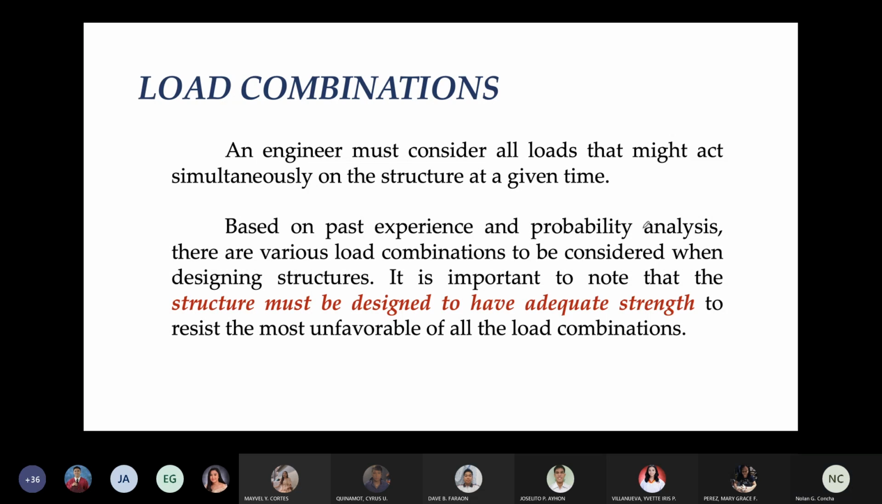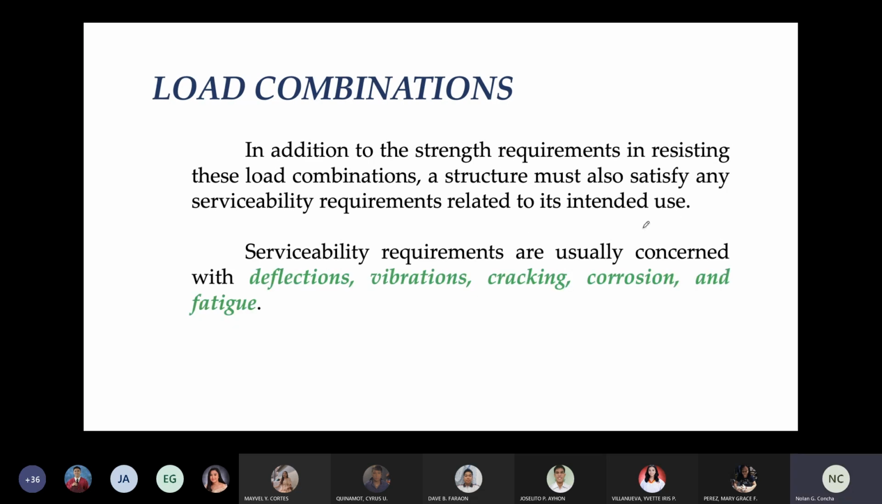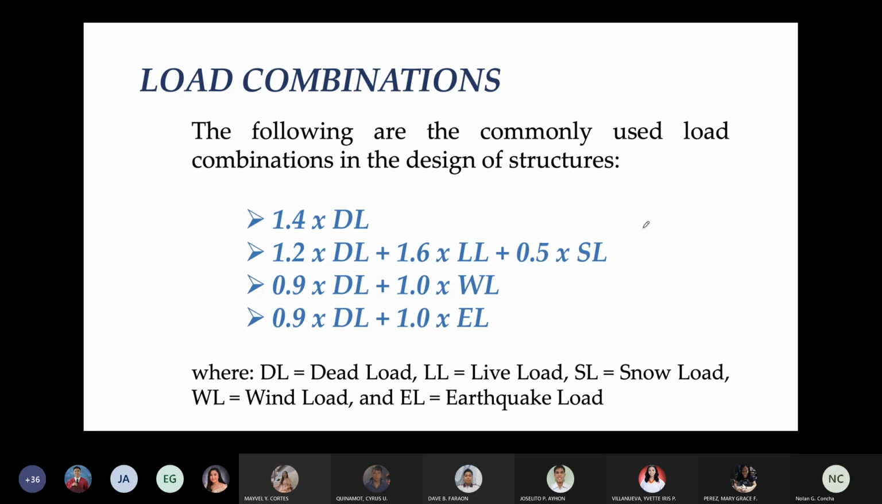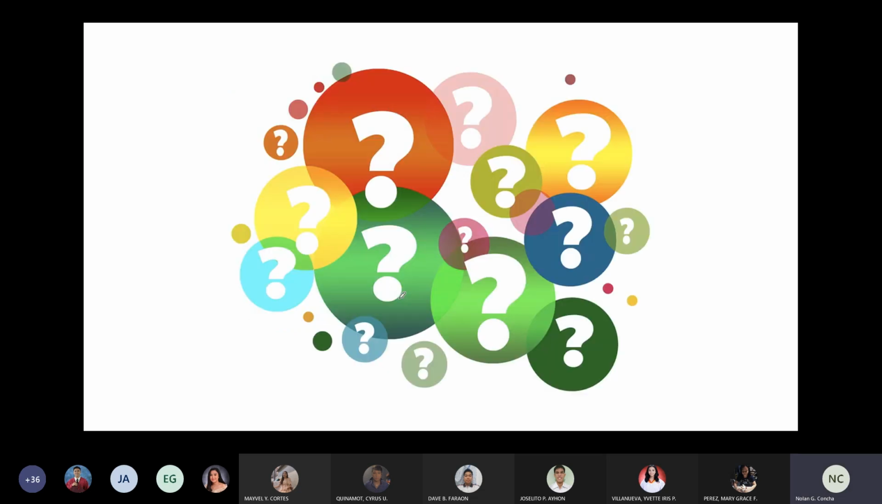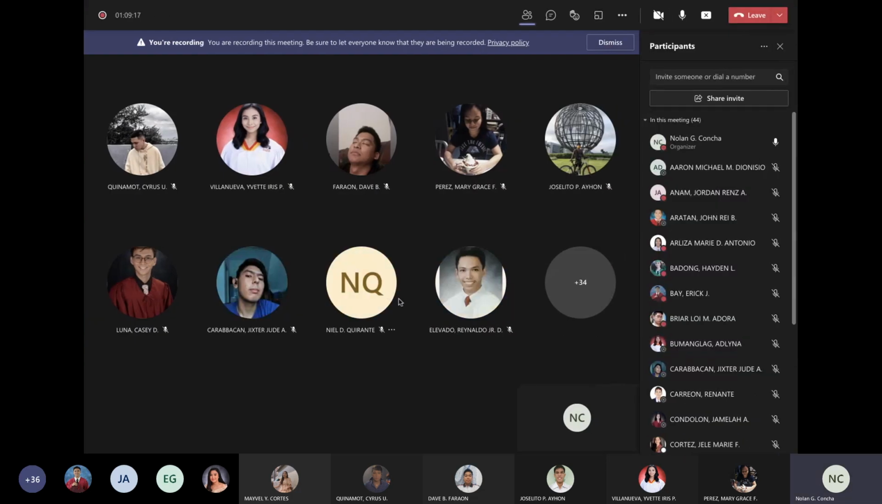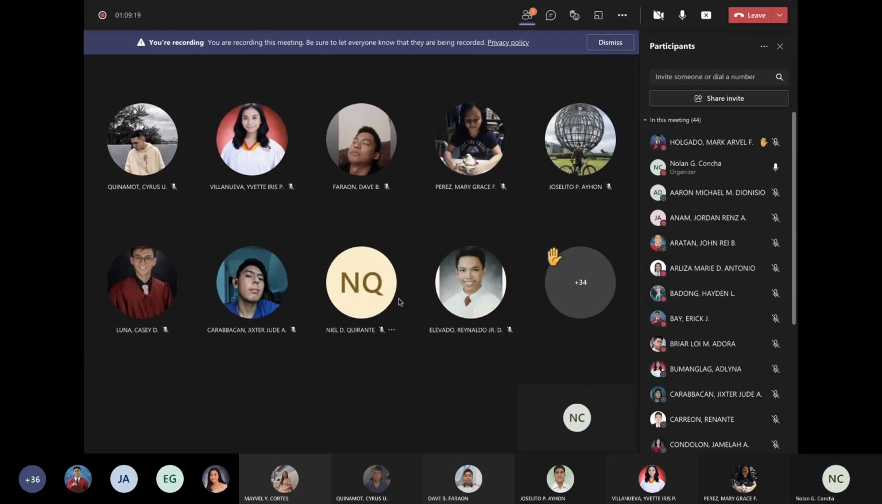Okay? So, ito yung mga different loading natin, no? Okay, class, do you have any question sa module number 3 natin? Yes, meron ka bang question, Mr. Holgado?